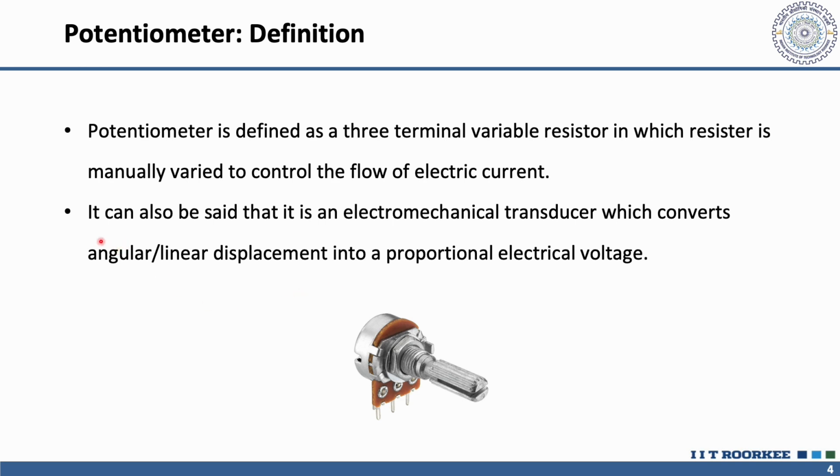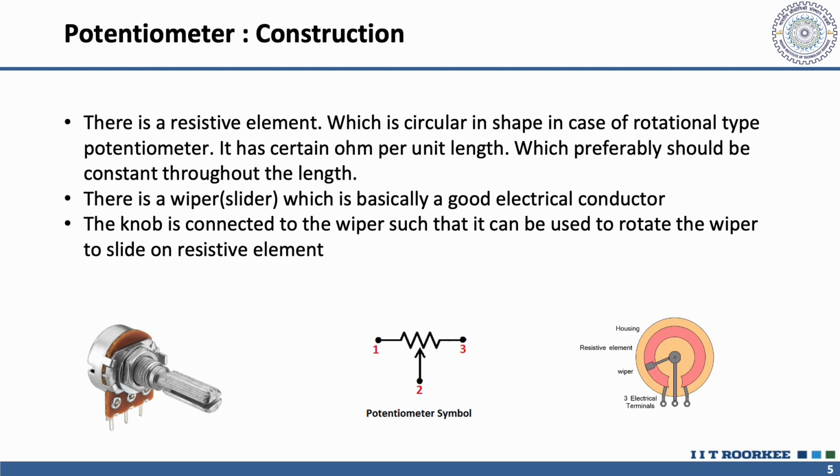Now let's move to the second definition here. The potentiometer can also be said to be an electromechanical transducer which converts angular or linear displacement into proportional electrical voltage. Now let's try to understand the construction of potentiometer.